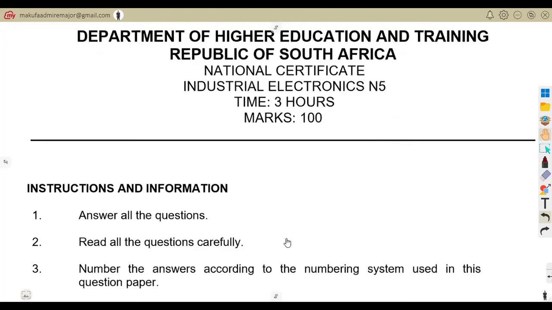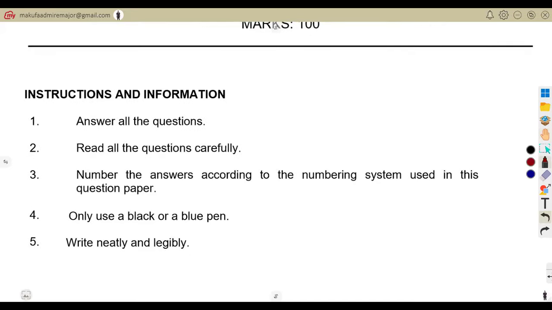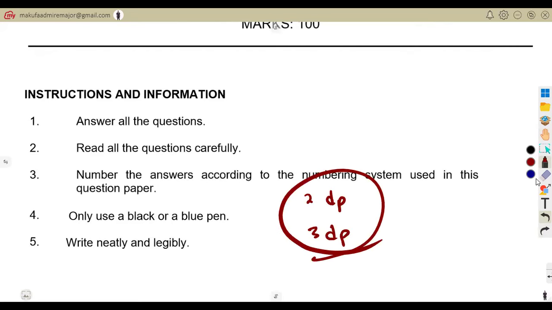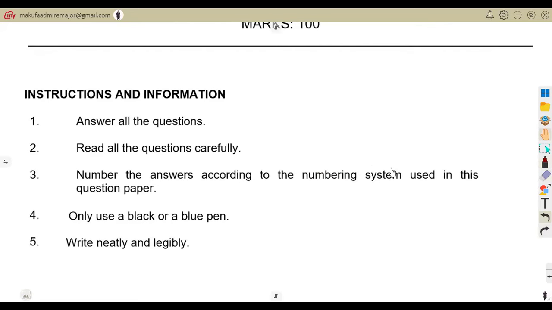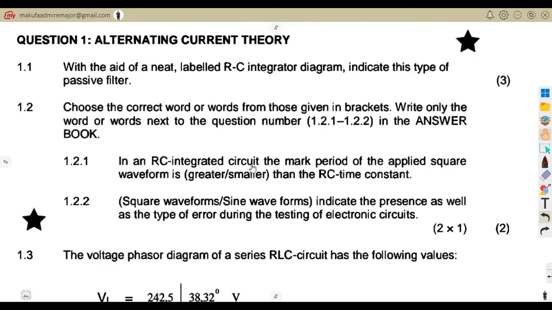And if we go through our instructions, guys, as usual, make sure that you read your instructions. That is the most important. Definitely have to answer all questions. Number the answers according to the numbering system used in this question paper, and according to the degree of accuracy, how to round off your answers. If you're not given, you can use 2 decimal places or 3 decimal places. It's up to you, but you have to indicate that. So that is the condition of our questions.